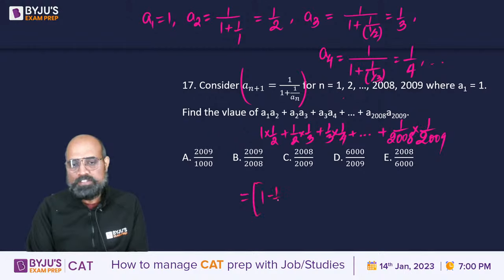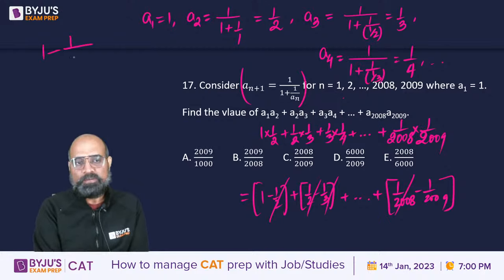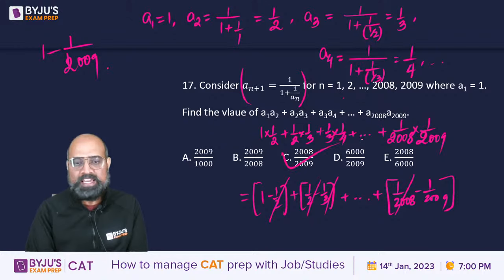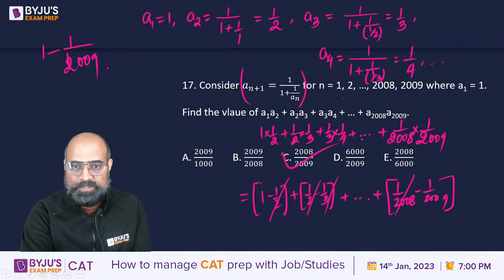First one you can write as 1 minus 1 by 2, the next one as 1 by 2 minus 1 by 3, and it will go on like this. And the last one you will have 1 by 2008 minus 1 by 2009. Everything cancels out except for the first and the last term. So you'll be left with 1 minus 1 upon 2009, which will give you 2008 upon 2009.